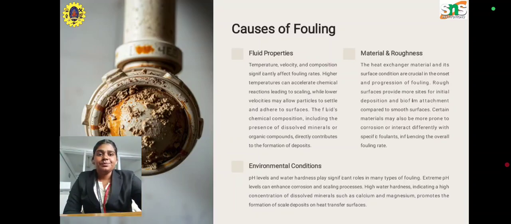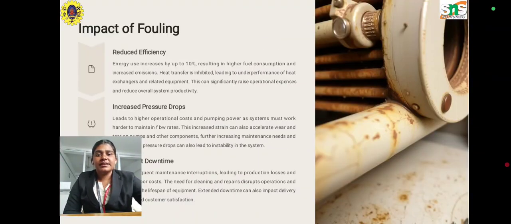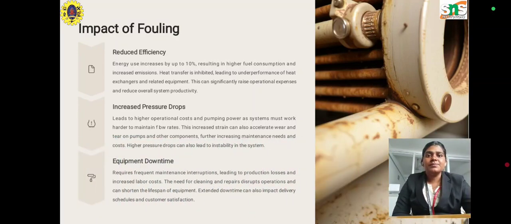So next, let us see the impacts of fouling. How does fouling impact the temperature and also the heat transfer rate of the material? First, it reduces the efficiency and also increases the pressure drop, which in a further process leads to equipment downtime, that is, we need to change the equipment completely.